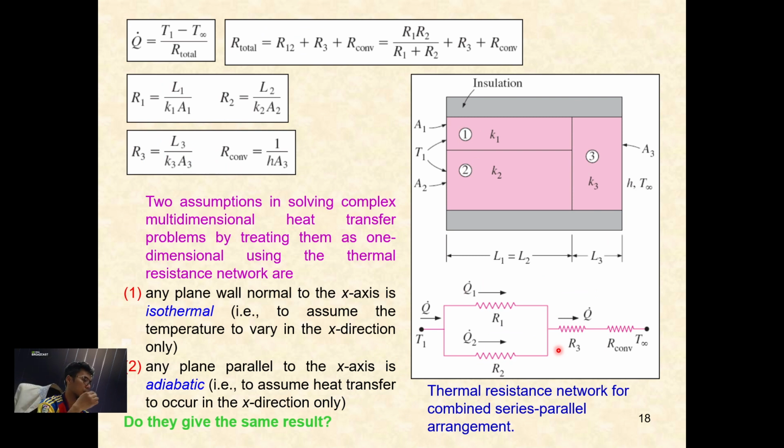Like when you do circuit theory, you treat it like circuit theory. If it is parallel, you treat it as parallel; if it is series, you treat it as series. If it is a combination of parallel and series, you treat the parallel parts as parallel and the series parts as series. Okay.